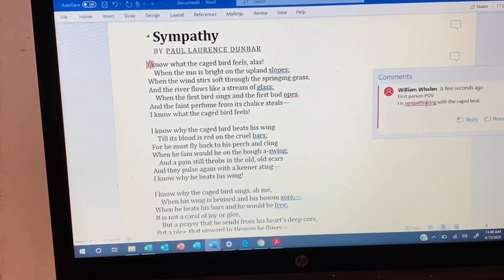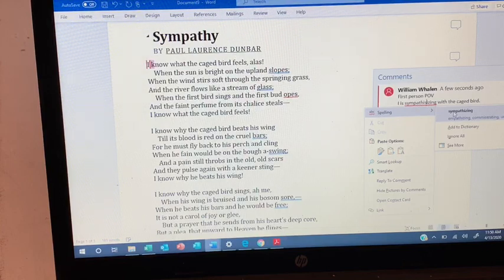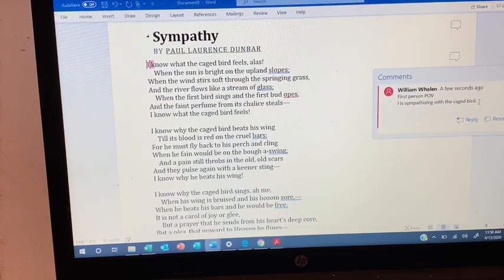So why does the I sympathize with the caged bird? Both literally, and what is the deeper meaning we can get from this? So in this first stanza, we see that there's juxtaposition, or contrast between two things, between really a few things. So the first is the I and the caged bird, but that's not really a contrast because the I understands what the caged bird is going through. The two things that are really juxtaposed is nature and imprisonment.